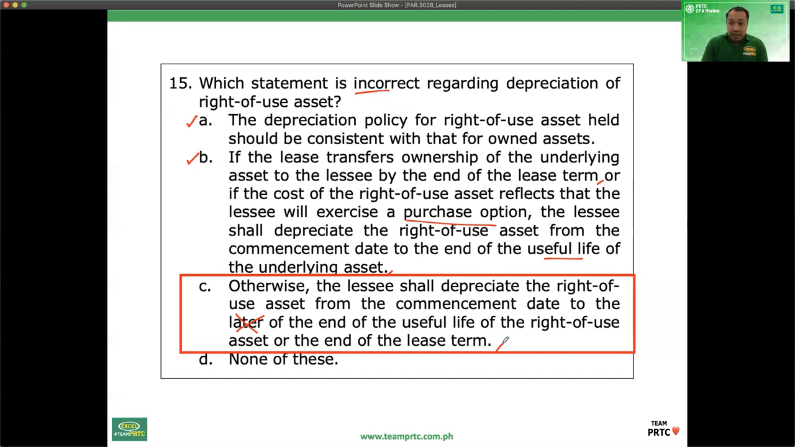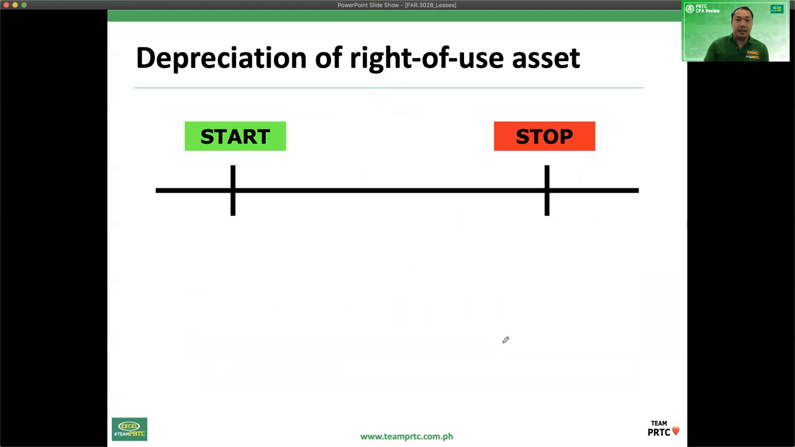Okay, so to summarize, ito ang issue regarding depreciation, hindi yung method. Ang issue dyan is the depreciation period. Kailan mag-start, kailan mag-stop. Anong gagamitin ba? Lease term or useful life? So, this one, the depreciation timeline.